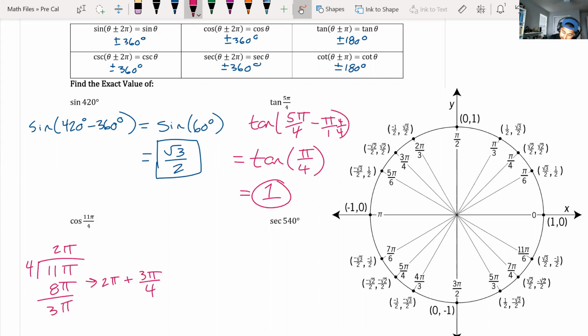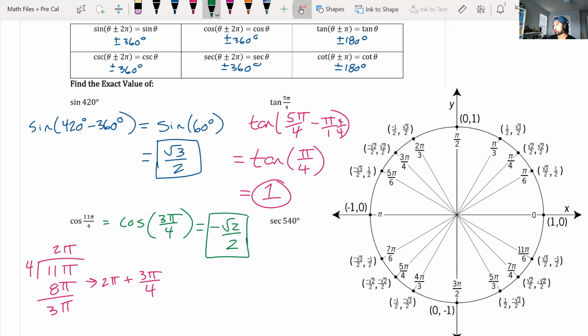which means that the cosine of 11 pi over 4 is the same as the cosine of what? 3 pi over 4. Now look at your unit circle, and what is the value of cosine at 3 pi over 4? Square root 2 over 2. Good. Negative though, right?